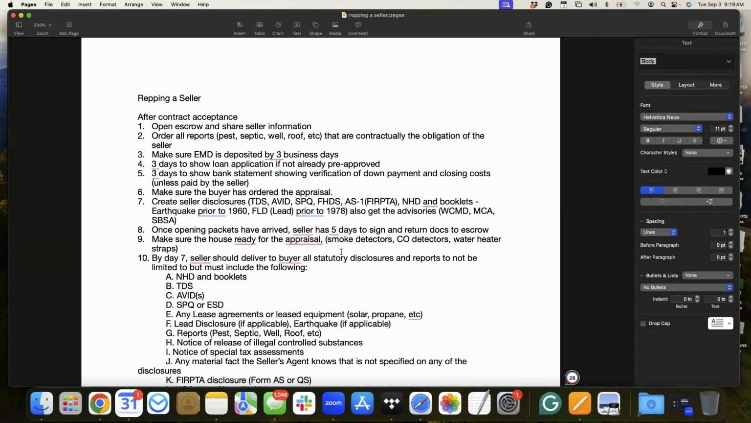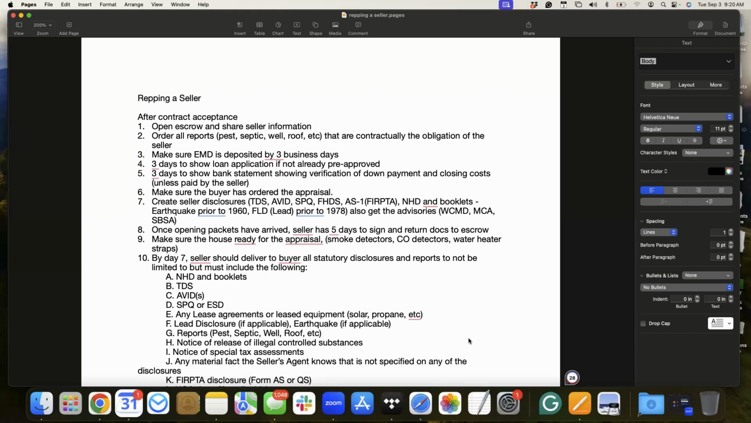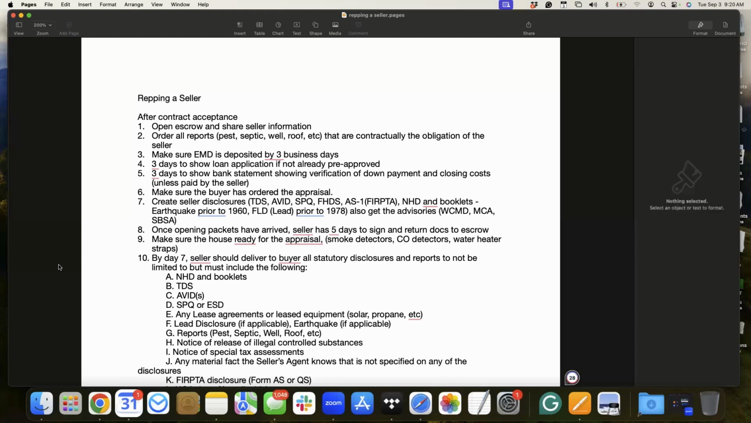Okay, so we do have this sheet that we all have available to us that helps us keep on track with the transaction. We just call it repping a seller, really representing. I was using slang, but it's when we represent a seller. I want to go through this again, and if we feel like we need to amend it and change it around, we can definitely amend it. Then we'll turn it into a PDF so that everybody can have a copy of it.